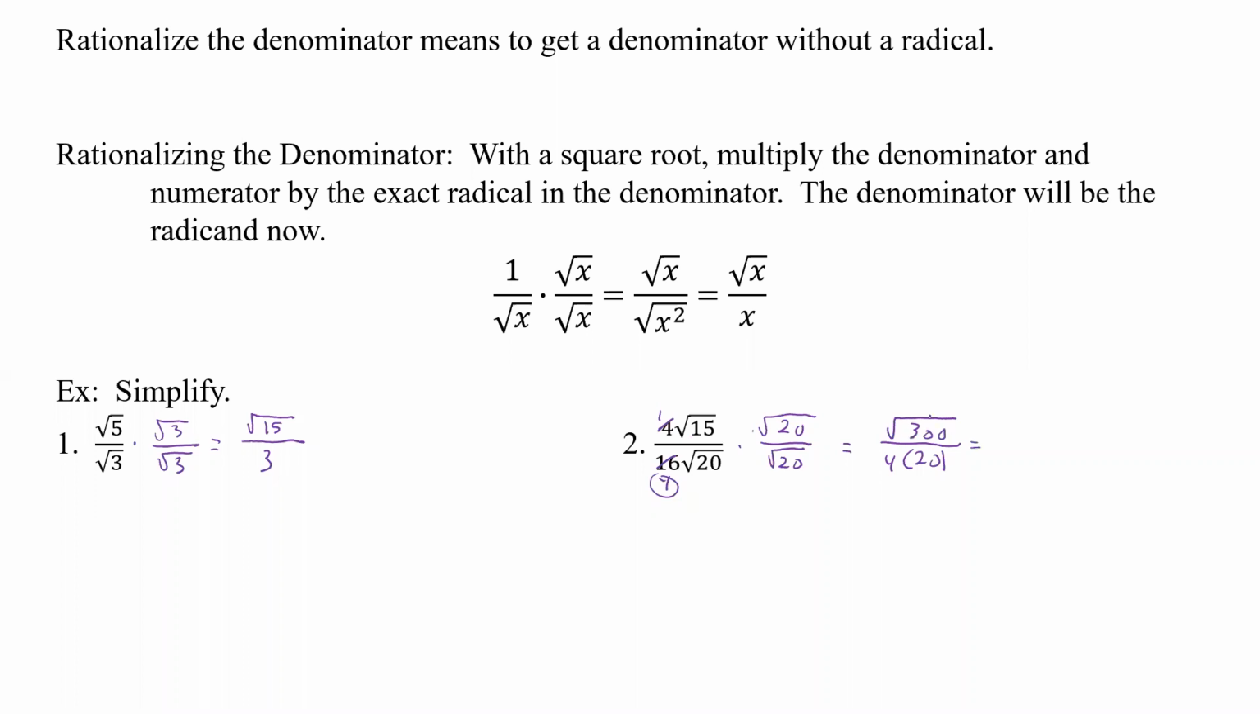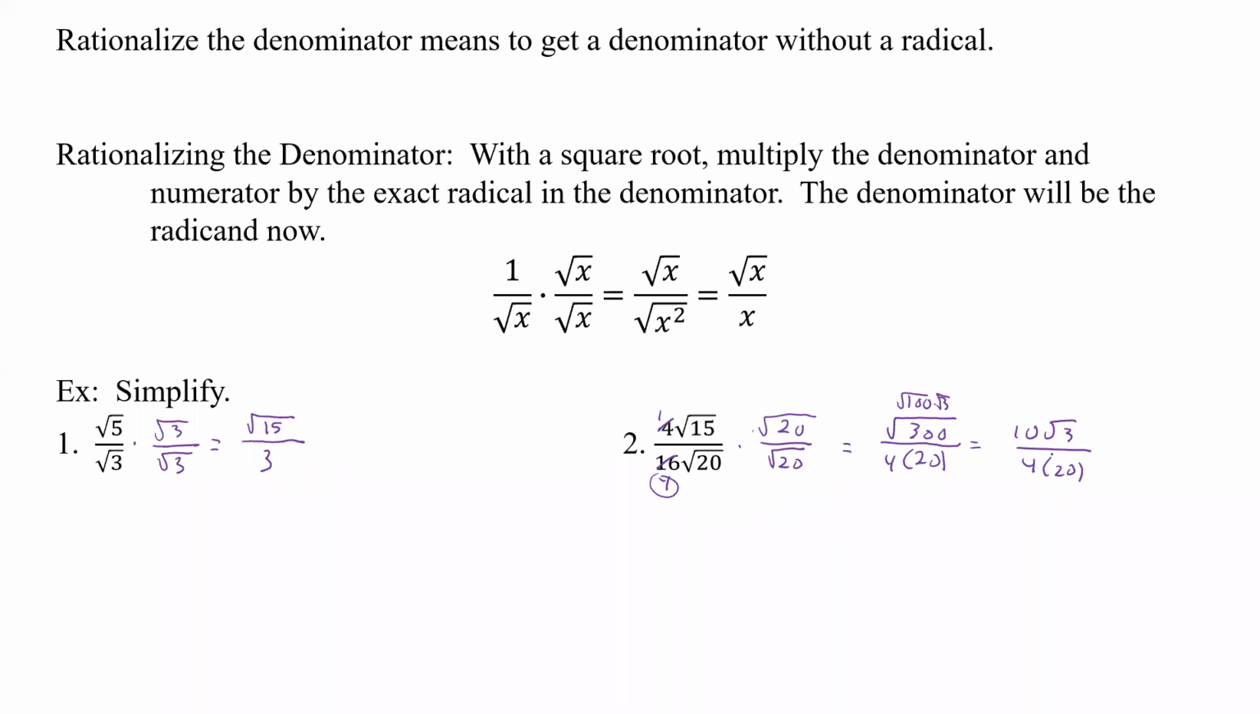Okay. Now before I do anything else with this 20 and multiplying times 4, I'm going to look and see, well, what is 100 times 3? Well, 100 times 3 is 300. And I can take the square root of 100, because the square root of 100 is 10. And then we still have the square root of 3. So we'll have 10 square root of 3 over 4 times 20.